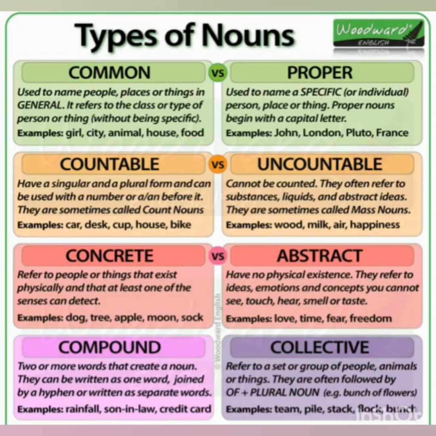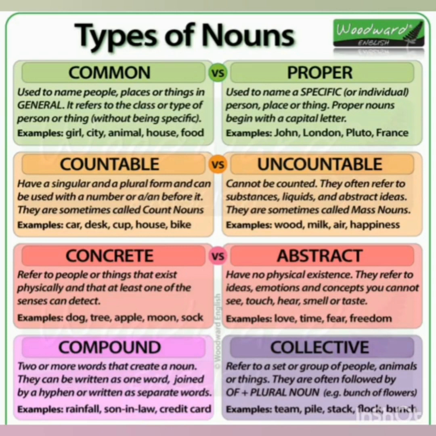Next, we have learned what is countable and uncountable noun in the previous module. Next is concrete noun. Concrete noun refers to the people or things that exist physically and that at least one of our senses can detect. For example, dog, tree, apple, moon, etc.